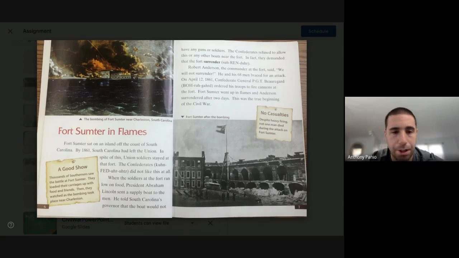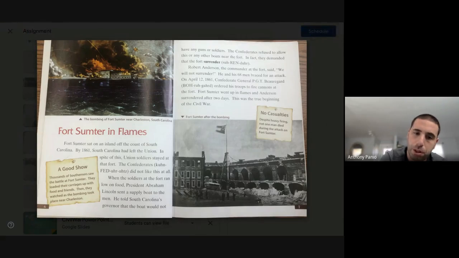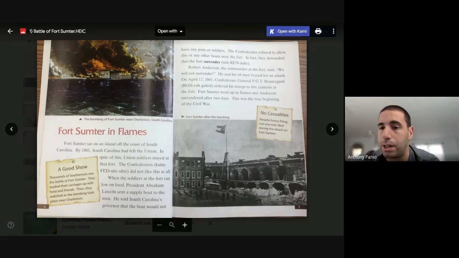All right, and then you should have some side things here, which are great to read. You know, a good show. Thousands of Southerners saw the battle at Fort Sumter. They loaded their carriages up with food and friends. Then they watched as the bombing took place near Charleston. So, yes, there were some battles back in history. We saw this in the War of 1812 where people watched. So it's always kind of weird. And then no casualties. Despite heavy firing, not one man died during the attack on Fort Sumter, which is pretty interesting.